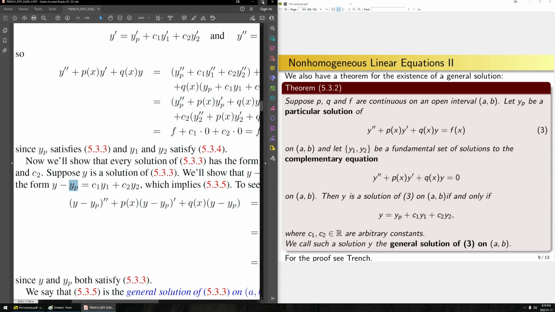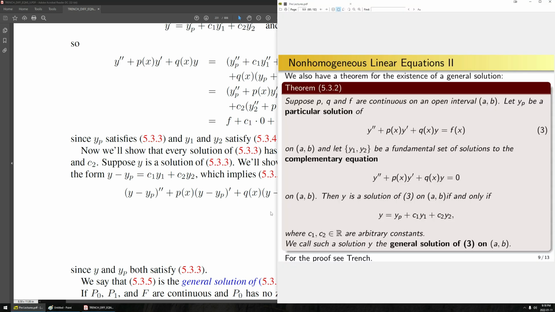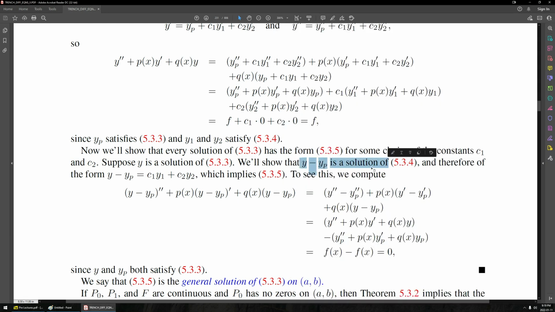Okay, so I'll make the text bigger here so we have a better picture, and we'll go from here. If y minus yp is a solution to the homogeneous equation, then since by our statement over here we know that y1, y2 is a fundamental set of solutions for the complementary equation, then since this is a solution to that complementary equation, it has to be able to be written as a linear combination of y1 and y2. So if this is a solution of the homogeneous equation, then I have that it's written of this form, and I'm done.